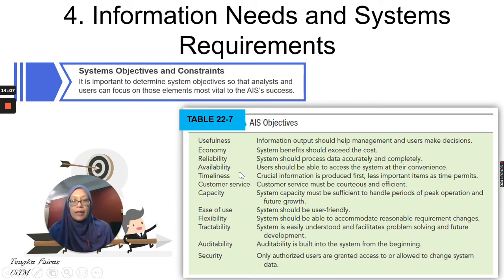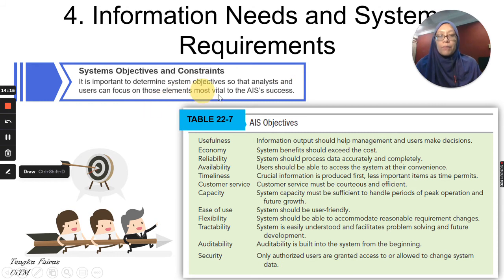And then the information needs and system requirements. So this is the system objective and constraint. It is important to determine the system objective so that the analysts and users can focus on those elements that are vital to the AIS success. So this is also what we had discussed in AIS 615 under table 22.7. So those are the usable input, usable data or information for the accounting information system. If they want to have an AIS successfully, they need to focus on these elements too.